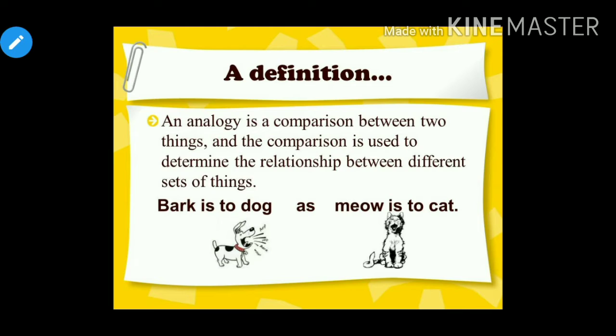is to cat. So over here, what is the comparison being made in relation to their sound? How does a dog sound? A dog barks and a cat mews. So these are the sounds of both of the animals. So this is how a comparison takes place in analogies.